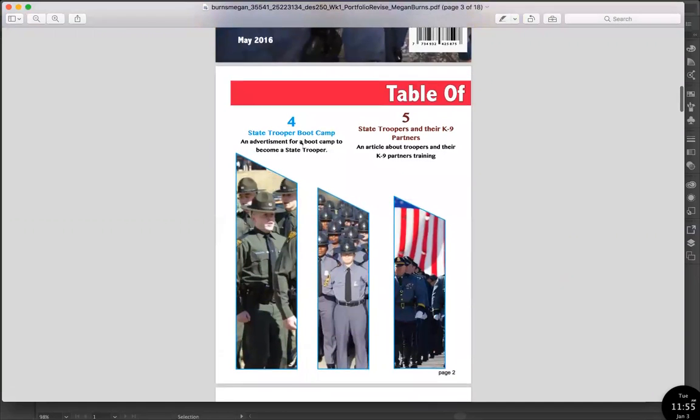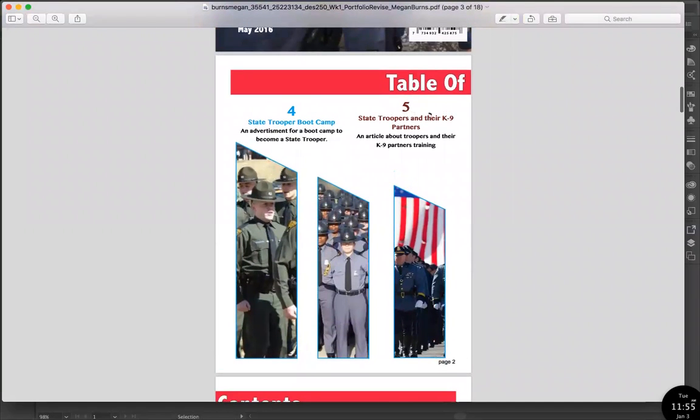Here, I'd make sure to align these together across the columns, so the 4 and the 5 and the subhead and so forth, to get them nice and aligned. I would use a soft return to bring down some more words, so the partners isn't alone down here. You can see state troopers and then break it there, canine partners, or you could use state troopers and then break it there, their canine partners. That one looks nice.